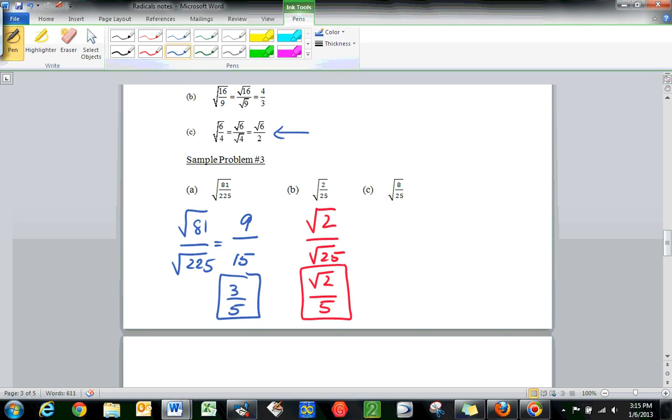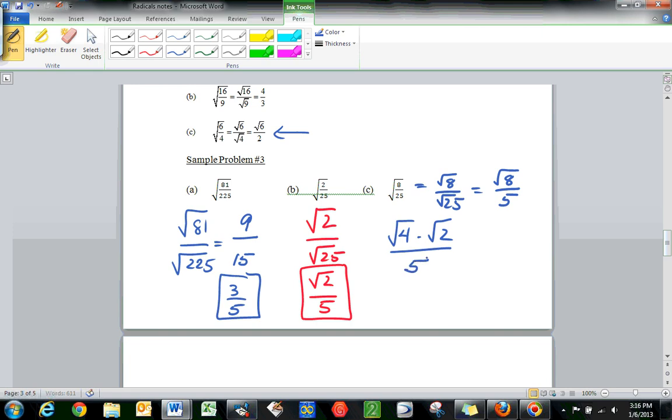And then part C has a couple different things going on here. We've got the square root of 8 over the square root of 25. Now this is going to give us a square root of 8 over 5, which you would think that we were finished here because we no longer have a fraction under the radical. We no longer have a radical in the denominator. But remember, rule number 1 says that we can't have any perfect squares underneath the radical as well. So square root of 8 can actually be simplified, so we need to break that apart.